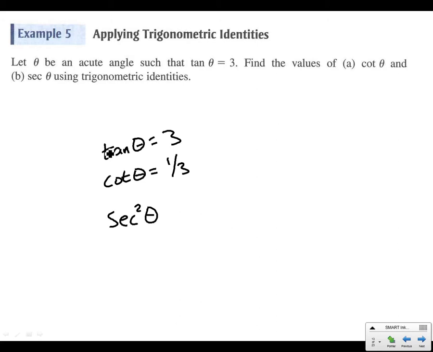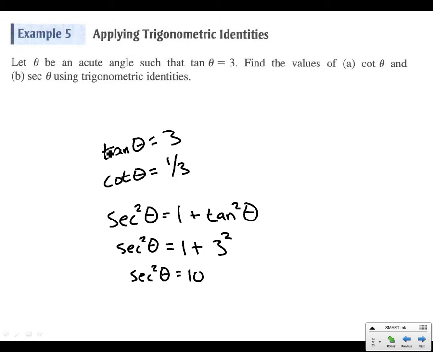Secant squared is 1 plus tan squared. I know that tan is 3, so tan squared is 3 squared. All right, so 1 plus 3 squared is 10. Secant squared theta is 10. So secant must be the square root of 10.